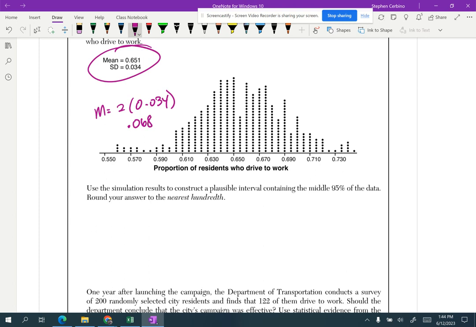So we're going to add and subtract that to the mean of all the dots. So our confidence interval, or plausible interval here, is going to be 0.651 plus or minus 0.068. So our confidence interval rounded to nearest hundredth is going to be 0.58, comma, 0.72. Now this confidence interval is the interval that we're confident the percentages of the people that drive to work. Now, they want to know if after launching this campaign to get people to stop driving to work and take public transportation, if it was effective or not.